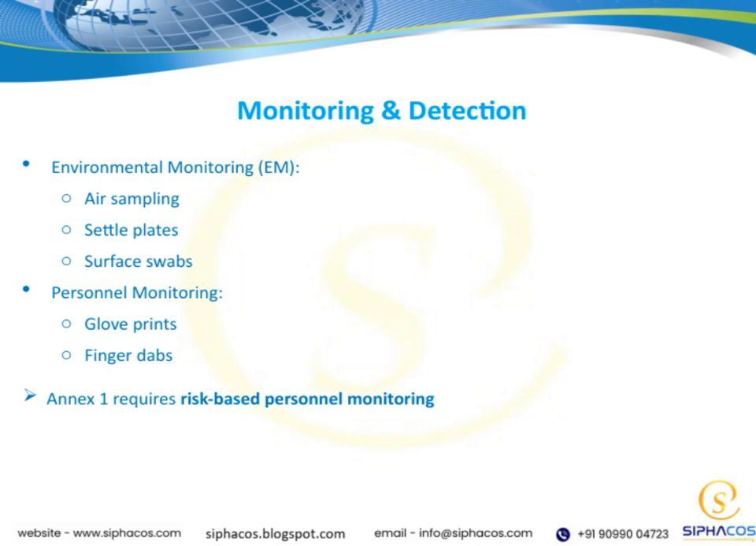Moving on to personnel monitoring, we focus on how we can track potential contamination from staff. Glove prints and finger dabs are common techniques here. Glove prints can reveal whether contamination is transferring from personnel to surfaces, while finger dabs can help detect microbes on individual fingers, providing a more detailed picture of personnel-related risks. It's also important to note that Annex 1 emphasizes a risk-based approach to personnel monitoring. This means we tailor our monitoring strategies based on specific risks, rather than applying a one-size-fits-all method.